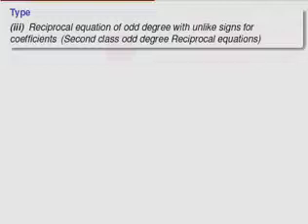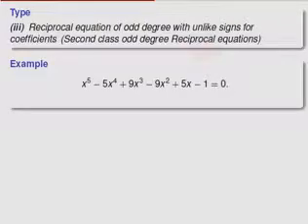Second class. What is first class? The first class is odd degree with like signs. The second class odd degree reciprocal equation means an odd degree with unlike signs for coefficients. Example: x to the power of 5 minus 5x to the power of 4 plus 9x cube minus 9x to the power of 2 plus 5x minus 1 is equal to 0.